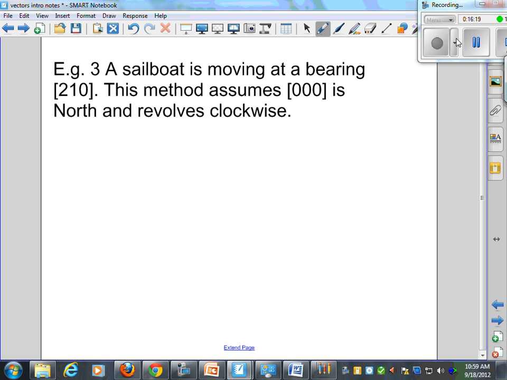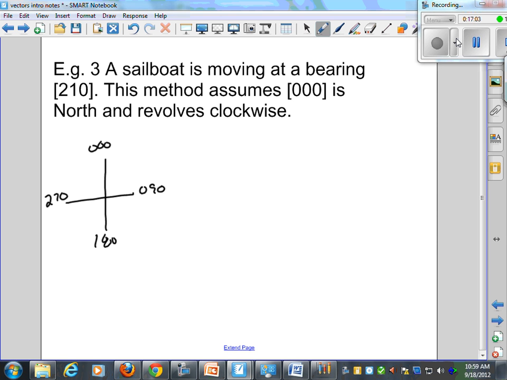Generally, the bearings are placed in square brackets, and sometimes there is no little degree sign. It's always 3 numbers. So here we've got a bearing of 210. This method assumes 0, 0, 0 is north, and it revolves clockwise. So you need to have this drawn. This is 0, 0, 0. This is going to be 0, 9, 0. This is 180. And this one, of course, is 270.